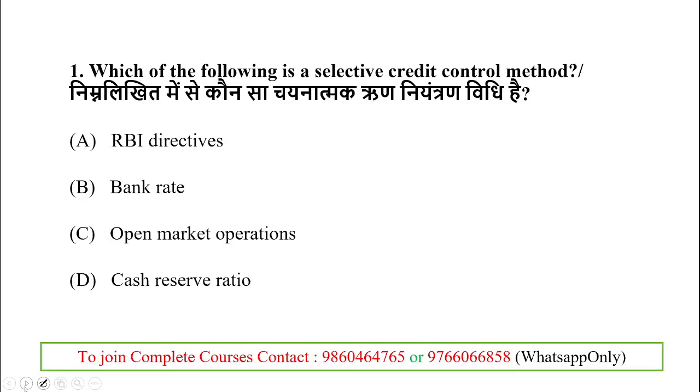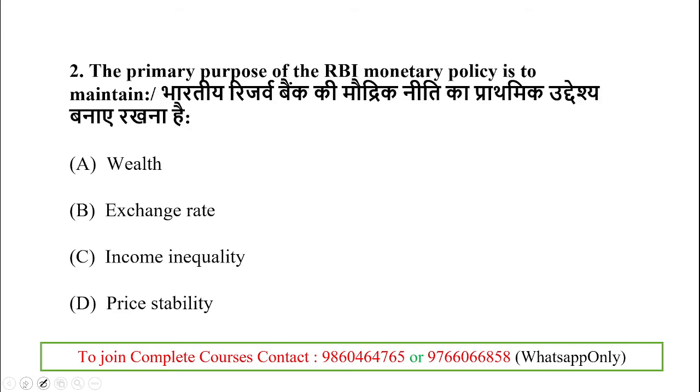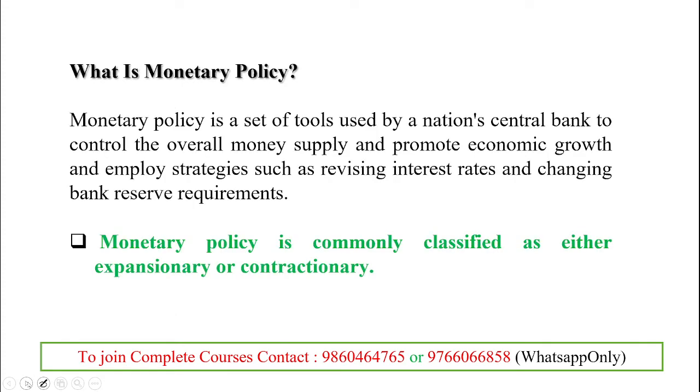First, we discuss two MCQs related to monetary policy. First one, which of the following is a selective credit control method? Options are RBI directives, bank rates, open market operation, cash reserve ratio. The next one: the primary purpose of the RBI monetary policy is to maintain wealth, exchange rate, income inequality, or price stability. The answer to these questions we will discuss later, after the session.